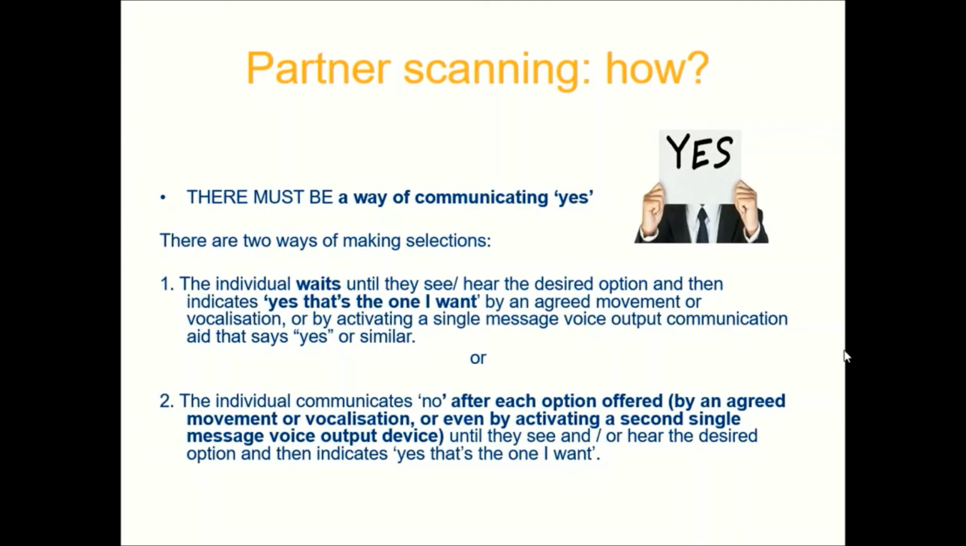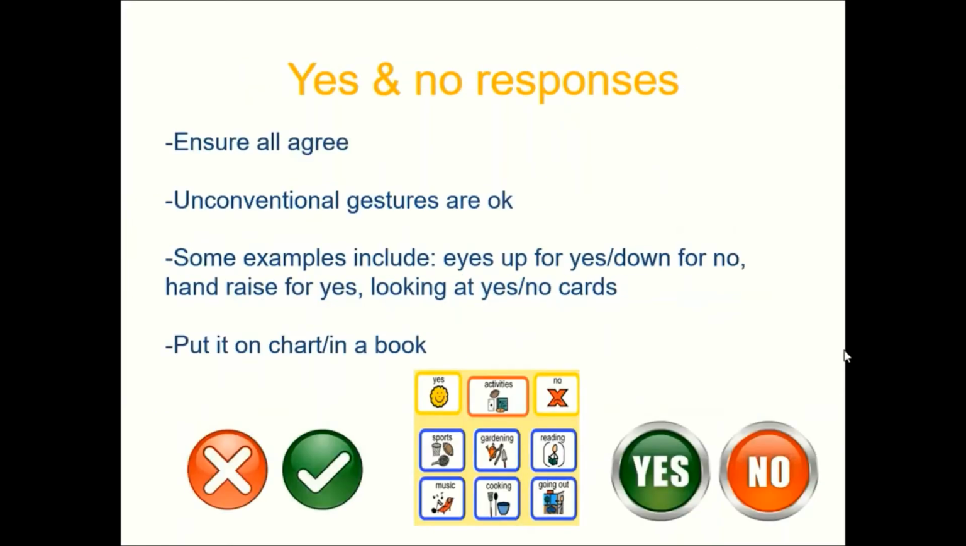The other way to go about this is, rather than waiting for yes, someone can say no after each option. That's not so commonly used because it's quite fatiguing. It's quite a lot of effort to say no, no, no, no, no for lots of options. So that's not really recommended, but it might be someone's preference, so it's worth asking your client about. This is what I mentioned before. So establishing someone's yes and no responses, really, really important. And then make sure it's written on their chart or in their communication guidelines or in their book.